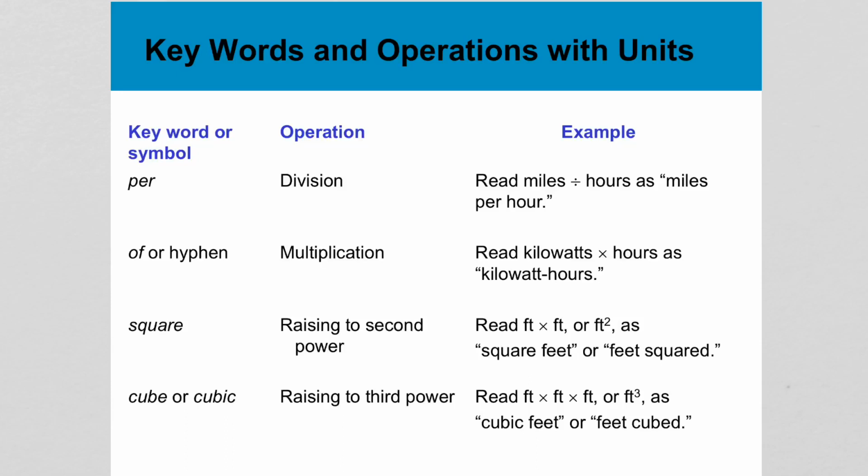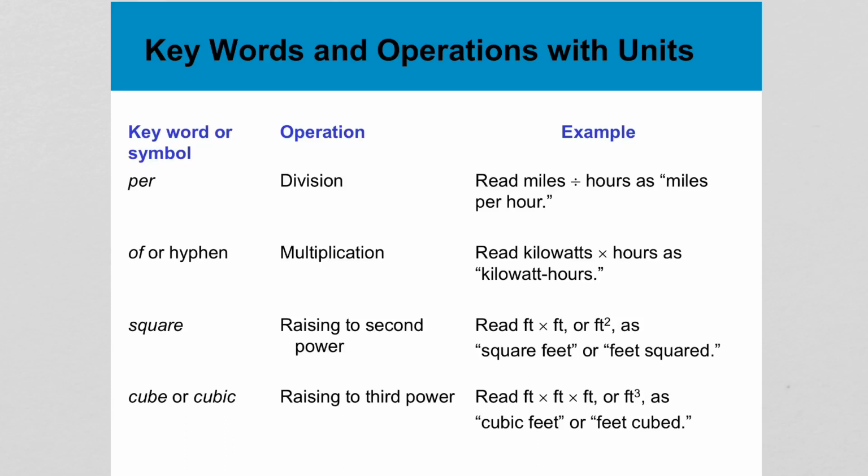Some key words. Of means multiplication. We've already discussed that. Per means division. So if you see miles per hour, or miles divided by hours, that is miles per hour. Again, of is multiplication. Kilowatts times hours, we write as kilowatt-hours. That hyphen in there is just a hyphen, not a minus, by the way.